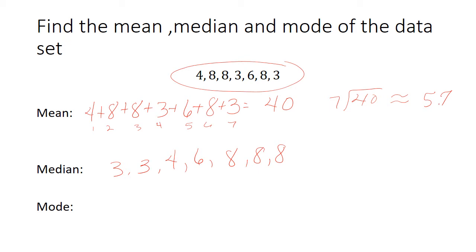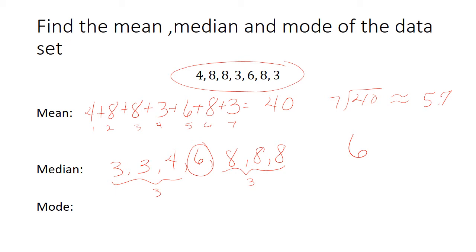Now we want to find the middle one. There are 7 values, so which one is in the middle? We're going to have 3 on this side and 3 on the other side. That's the one in the middle, so there has to be an equal number of numbers on either side of it. So our median is 6.